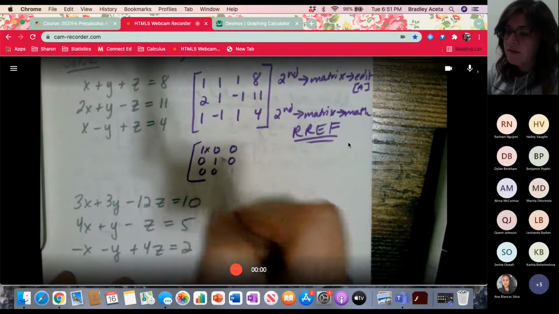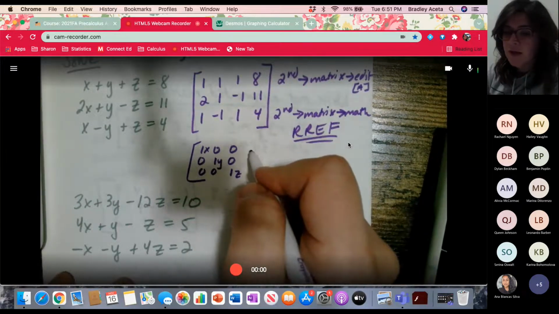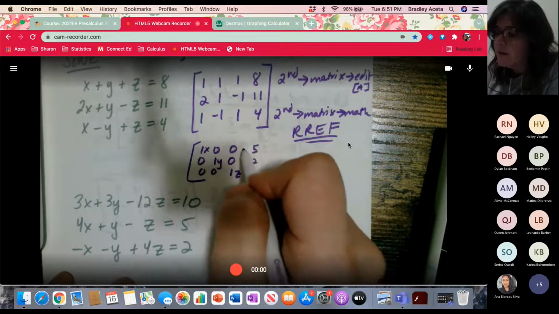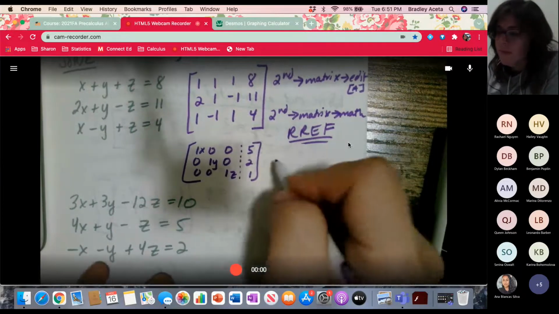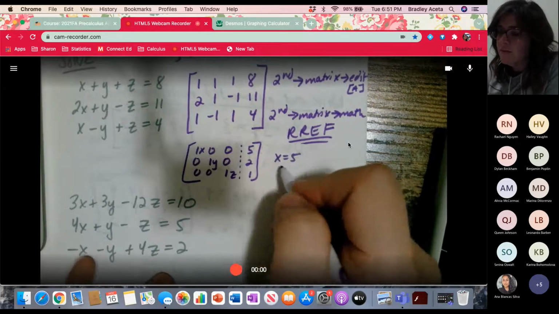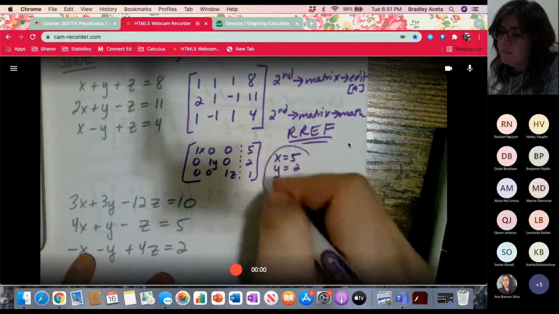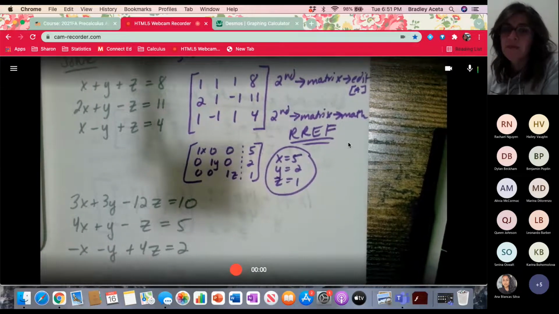This is your X, this is your Y, this is your Z. This last column, see what I had? I had a 5, a 2, and a 1, is really what those variables equal. My X is 5, my Y is 2, my Z is 1. And that's my answer. And you can do that with any system. It's amazing. It solves it for you. It does it like 1, 2, 3.